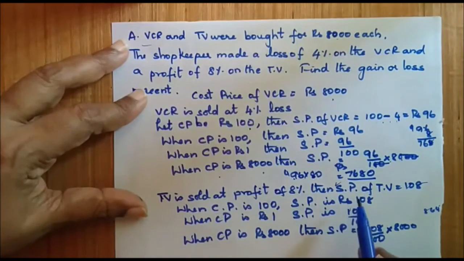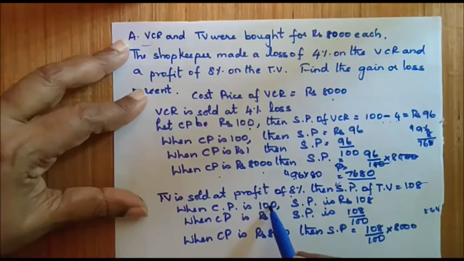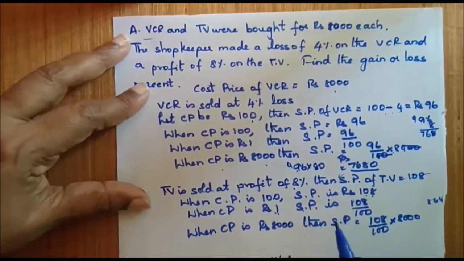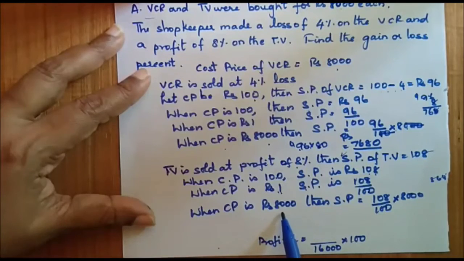Now the same method will apply for a TV. See, he sold the TV at a profit of 8. So if the cost price is 100, then the selling price will be 108 because 8% of 100 is 8 rupees. So 100 plus 8 is 108. So when cost price is 1 rupee, selling price is equal to 108 by 100. Therefore, when cost price is 8,000, then selling price is equal to 108 by 100 into 8,000.